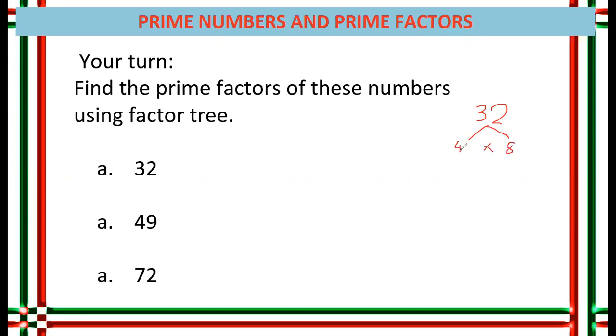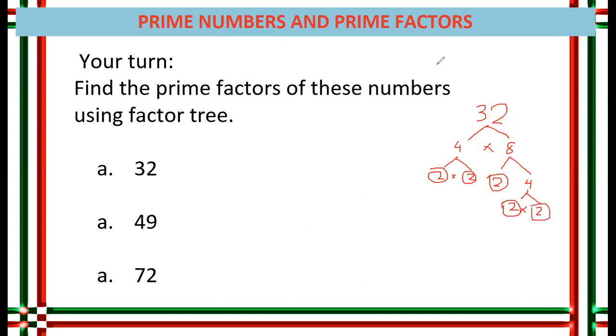Now let's check. Is 4 a prime number? No. Is 8 a prime number? No. So let's draw a branch. Okay. 2 times 2. And again, this is a prime number. Then let's branch out again. 2 times 4. Yes, so circle it. This is not a prime number. Therefore, I will branch out and 2 times 2, which is a prime number.